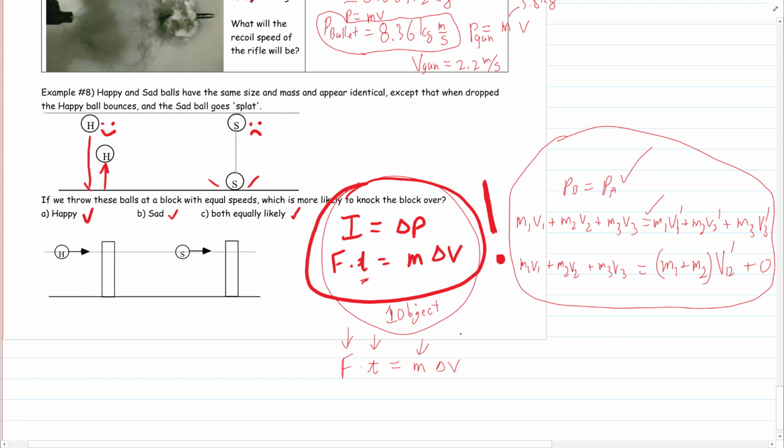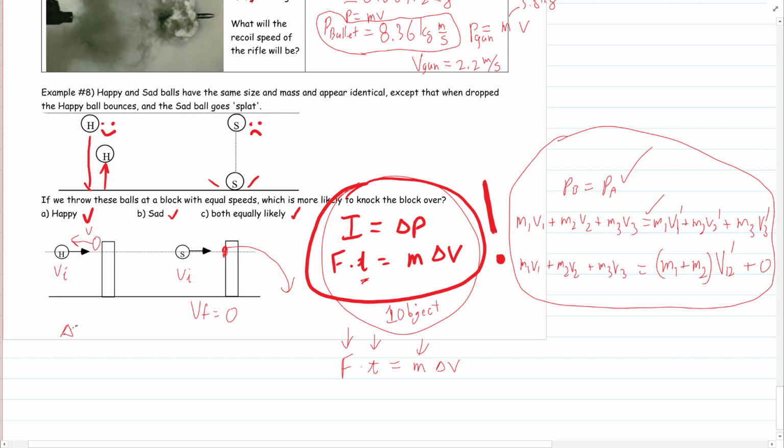And most times people will say, oh, it's the same, but it's not. The splat one, the Vi is the same as the Vi here. The Vf here is 0. It sticks and tries to knock it over. The happy one bounces off, so there's a velocity afterwards.